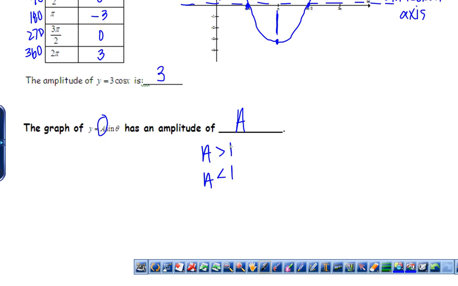If it is greater than 1, you're going to have a compression. And if it is less than 1, you're going to have a stretch. And these are going to be vertical. Just like a parabola.